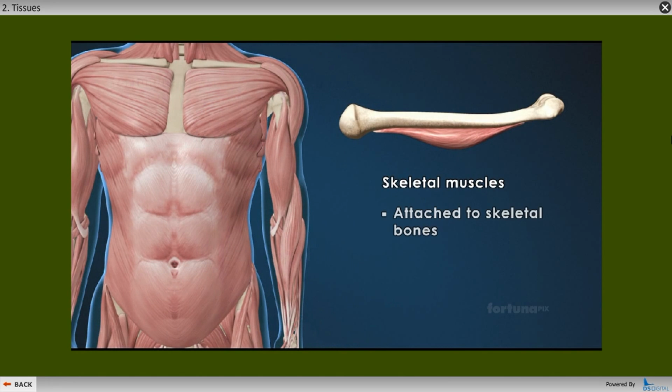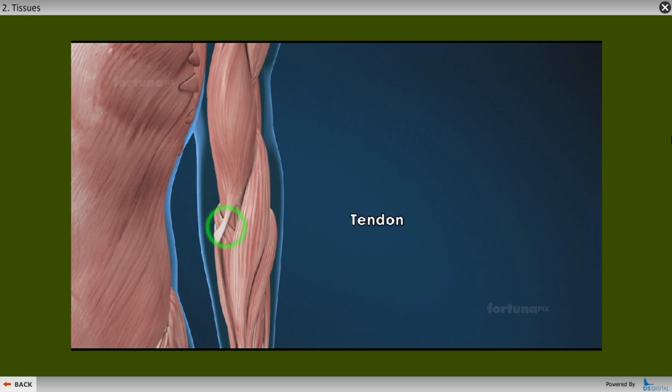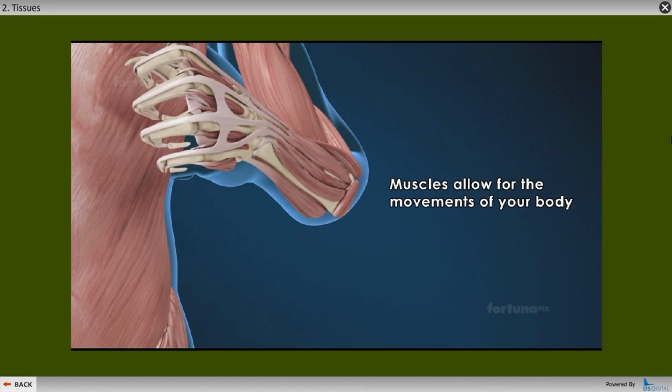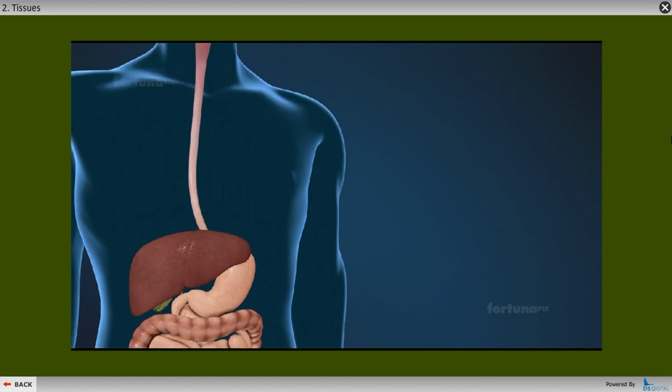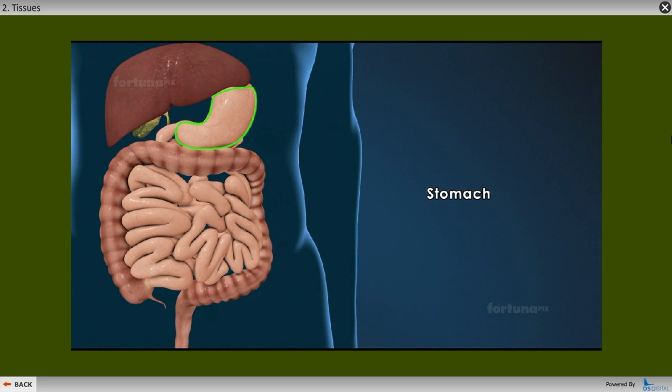Skeletal muscles are attached mainly to skeletal bones, held to them through the aid of tendons. These muscles allow for the movements of your body. Smooth muscles are found in the digestive system, within the esophagus, stomach, and intestines.